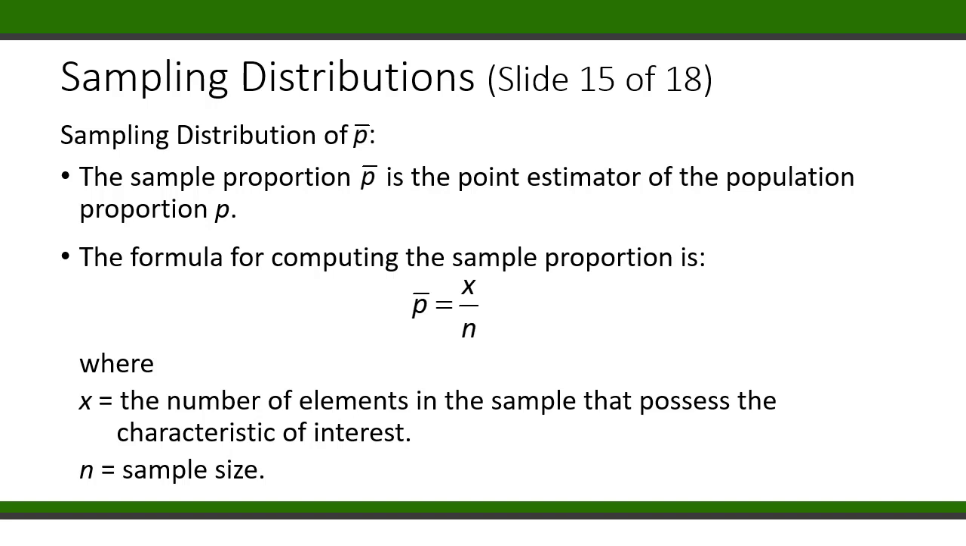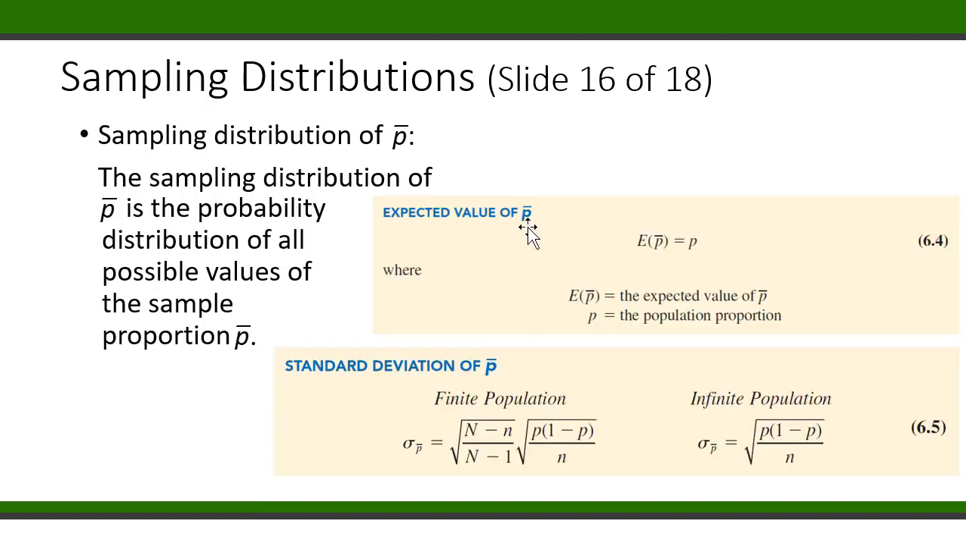So we're going to pick it up with a sampling distribution of a proportion, so that p bar is the point estimator of the population proportion p, which is the overall proportion of the actual population. The formula for computing that sample proportion is the number that meet the criteria divided by your sample size. So the expected value of p bar is equal to the proportion of the population.